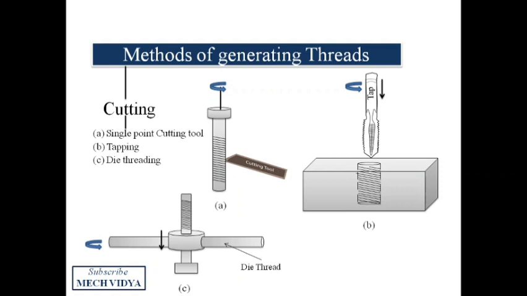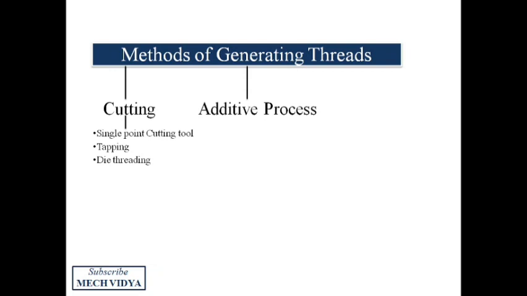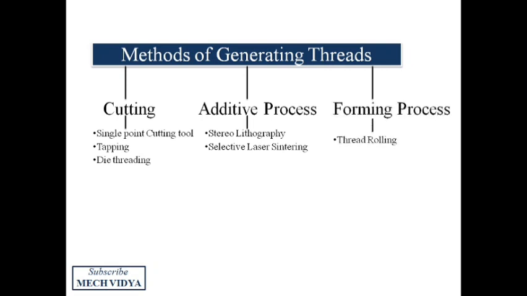Okay, so now after these cutting methods, we can also create threads by using some additive techniques called laser sintering and lithography, where materials are added layer by layer to form threads. And in the last, we have the thread rolling process, which is a forming technique where neither any material is removed nor anything is added. And this process is the topic of the current video.